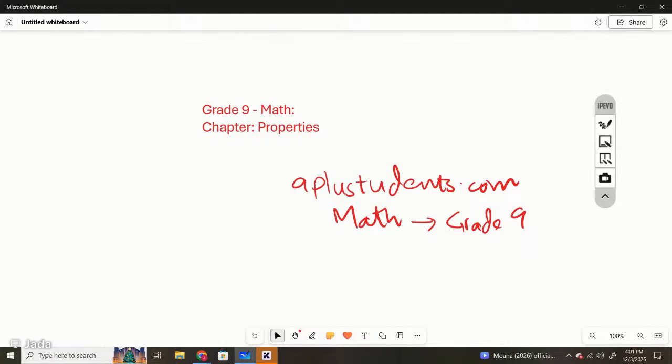We're going to start with the chapter properties. So please make sure you have your notebook and pencil so that you can note down the important examples and definitions as well.